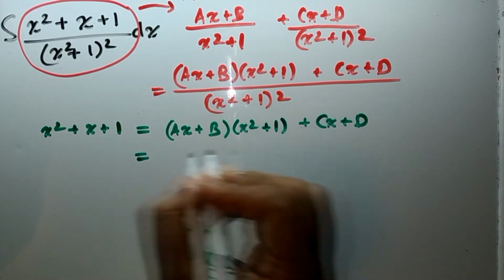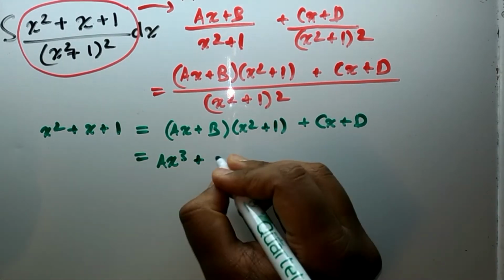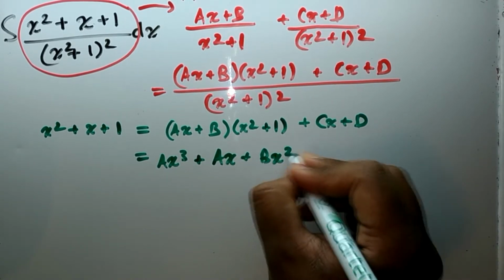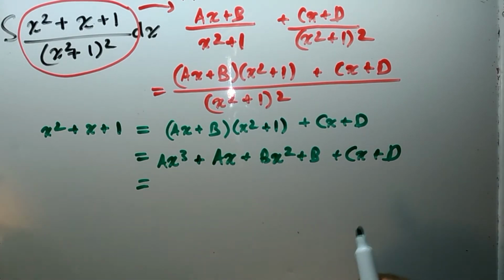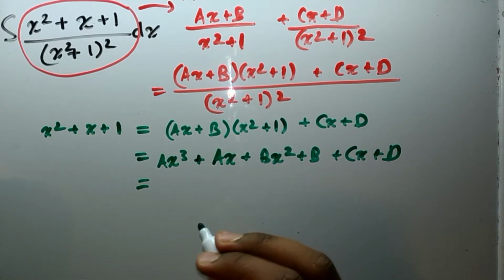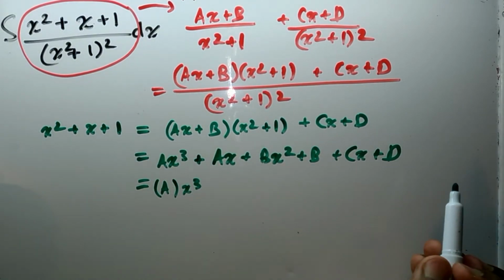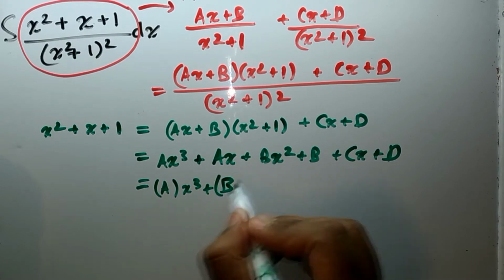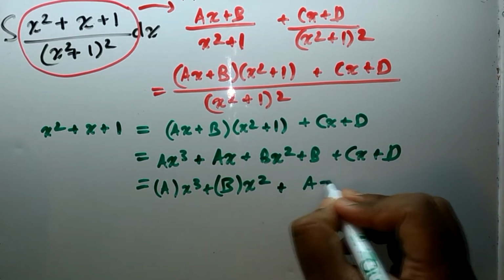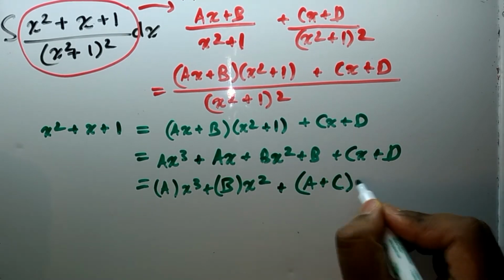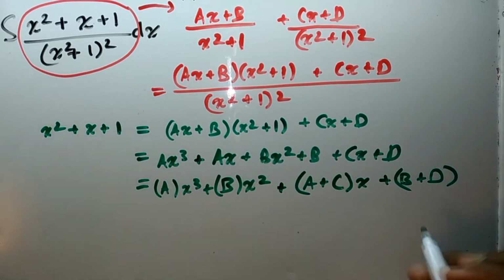Now we can expand, so we get ax cubed plus ax plus bx squared plus b plus cx plus d. And then we can group the different terms together. Well, for x cubed, there's only one x cubed term. It's just going to be ax cubed. For the x squared terms, there's only one. It's bx squared. And for the x terms, there's only a and c. And then for the x to the 0, there's b and d.